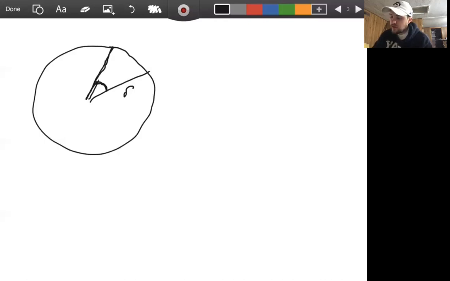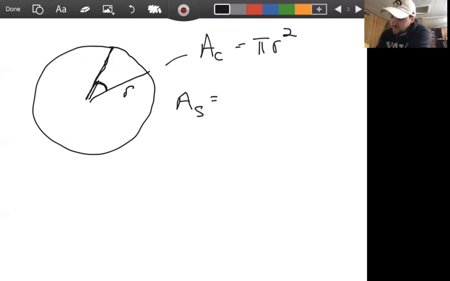Well, we need to use the area of the entire circle. The area of the circle is given by pi r squared, right? The area of the sector, so maybe I'll call this area of the circle, A sub c, and then area of the sector is given by the angle of this chunk here, which is going to be theta, but it's theta over 2 pi because it's a fraction of the entire circle, right?